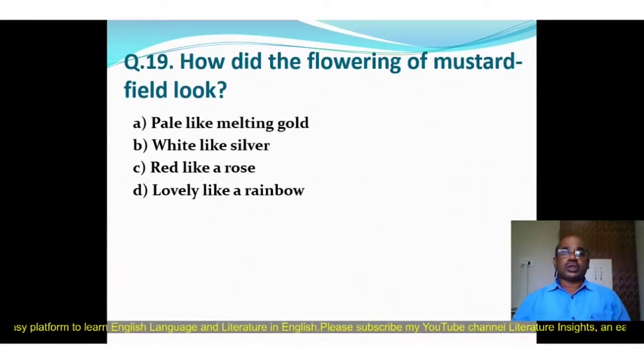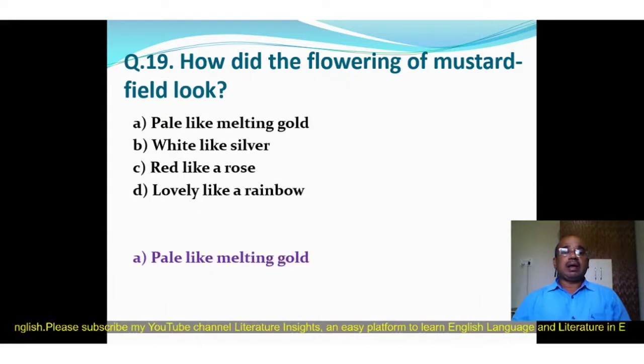Question number 19. How did the flowering of mustard field look? Again here four options. A. Pale like melting gold. B. White like silver. C. Red like a rose. D. Lovely like a rainbow. The correct answer is A. Pale like melting gold. The flowering of mustard field looked pale like a melting gold.